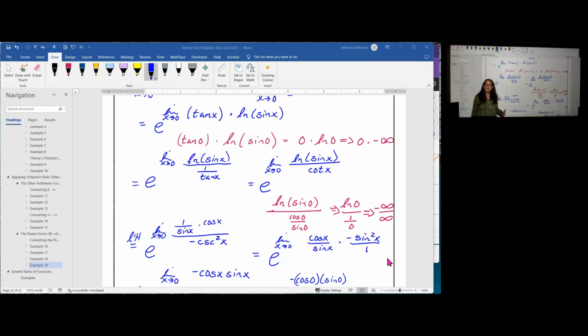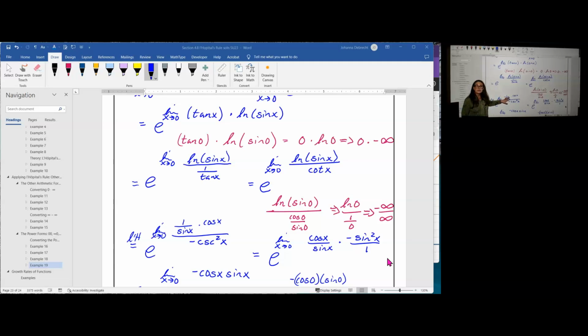Now that I have converted the form again, I need to reevaluate to see if I can apply L'Hopital's rule yet. Again, the numerator approaches negative infinity, and this time I get 1 over 0 in the denominator, which also approaches infinity. I have infinity over infinity, so I can apply L'Hopital's rule.